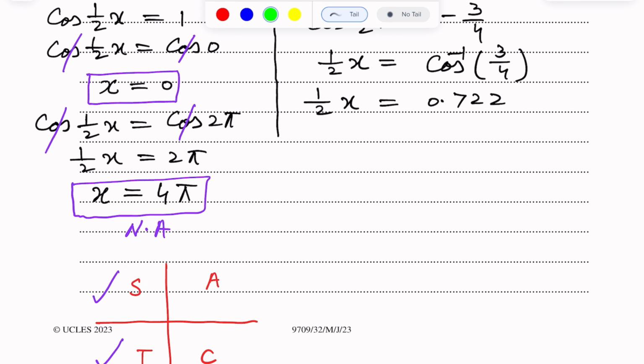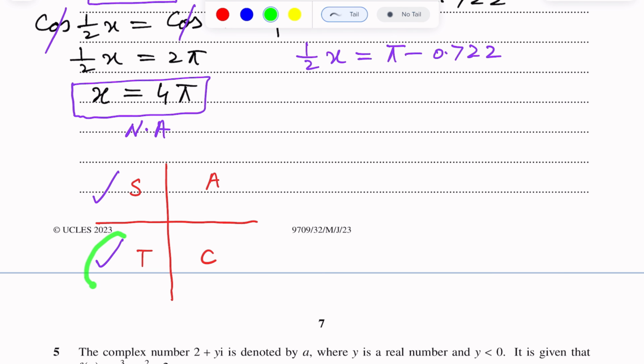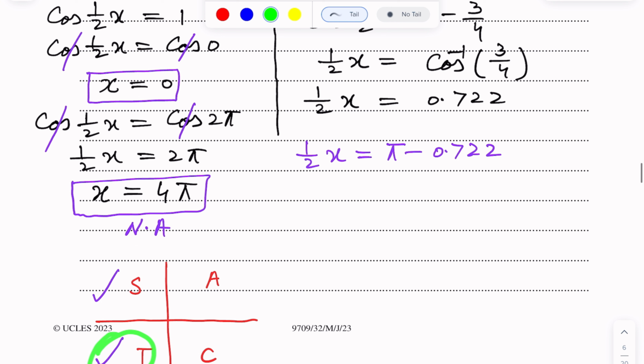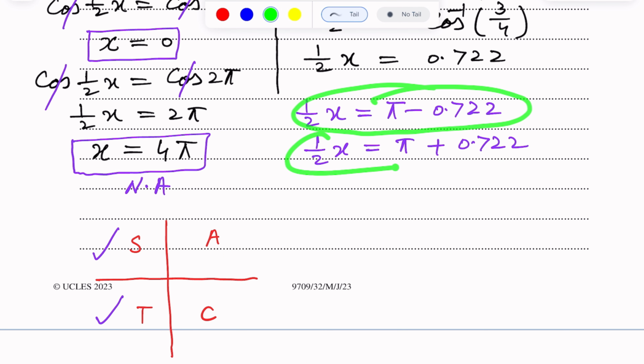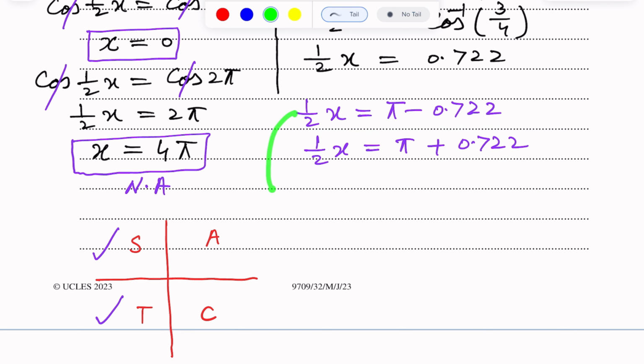So we will write that 1 over 2x is equal to pi minus the basic angle, and also we will find the angle in the third quadrant. In the third quadrant, the angle will be pi plus the basic angle. So 1 over 2x also can take this value pi plus 0.722. Now we will simplify these two equations and we will get two answers.